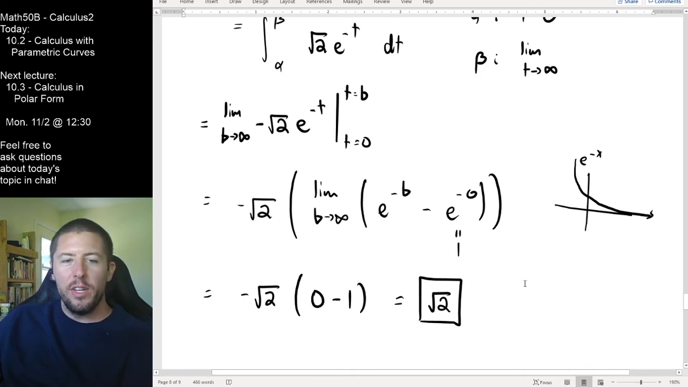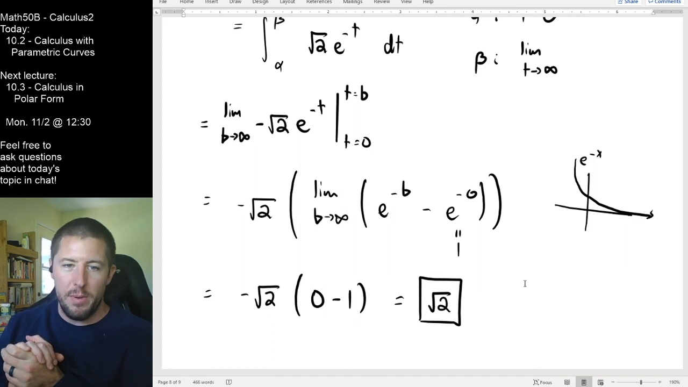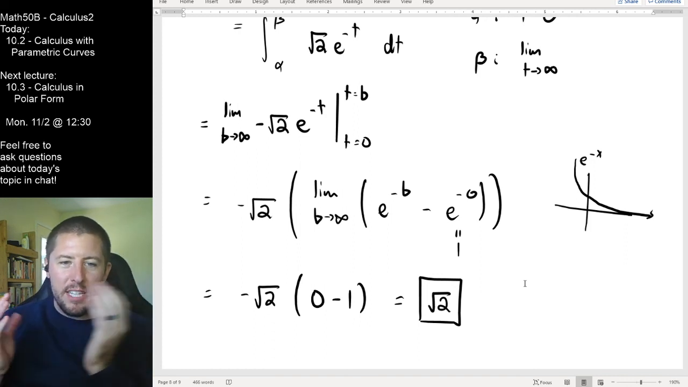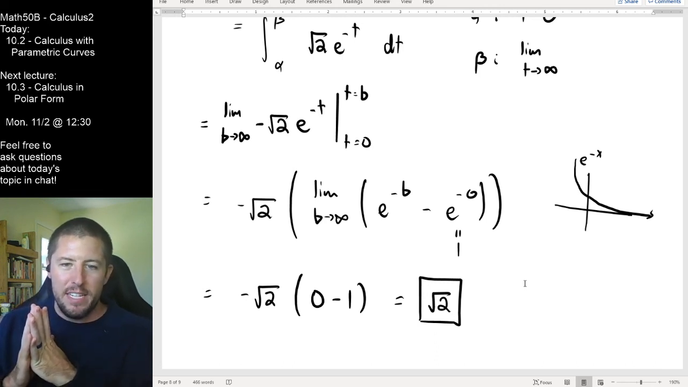So another really weird thing here, and you can kind of go back and forth on this. I could see how you could be in agreement with this or not in agreement with this. I'm traversing a spiral for infinite time, and over an infinite amount of time, the distance I traveled is just the square root of 2. That seems kind of strange to me.